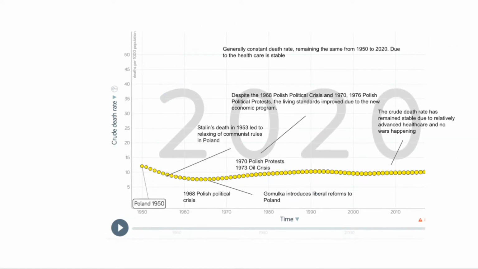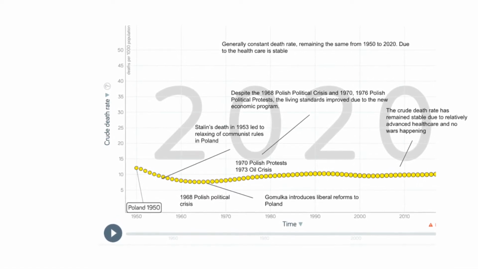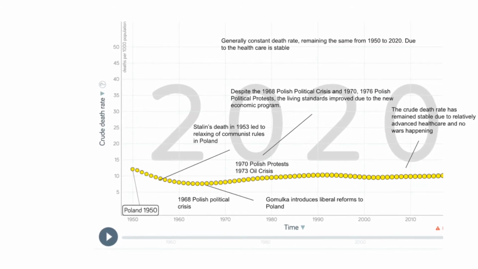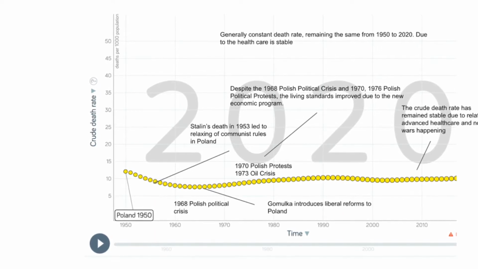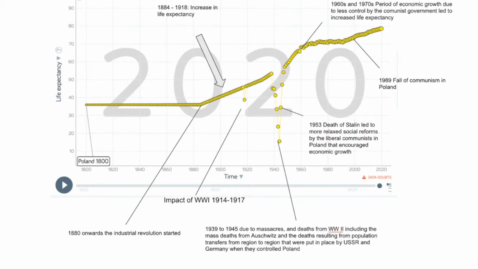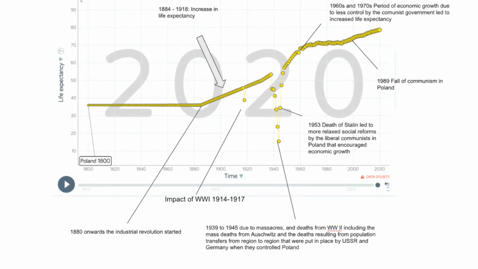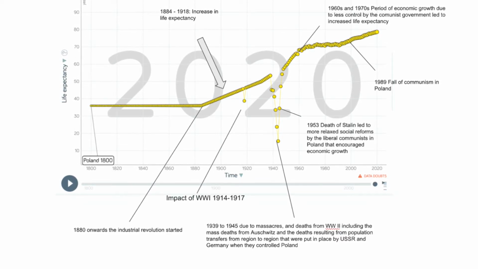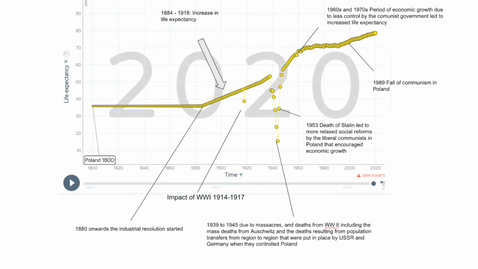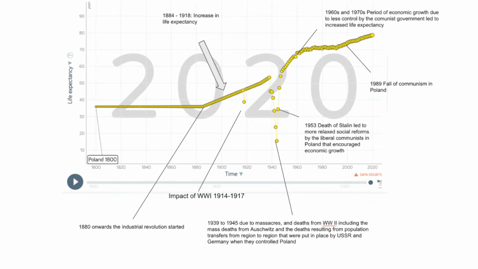In 1945, many died in Auschwitz, the concentration camp. After World War II, the death rate decreased as the communist government leader Gomulka took the labor approach. There was a constant increase due to industrialization and improvements in living and healthcare standards. In 1914 to 1917, there was a drop due to World War I, but it recovered until a terrible drop in 1939 to 1945 due to the massacres and deaths from World War II.